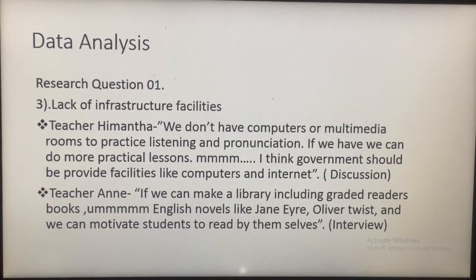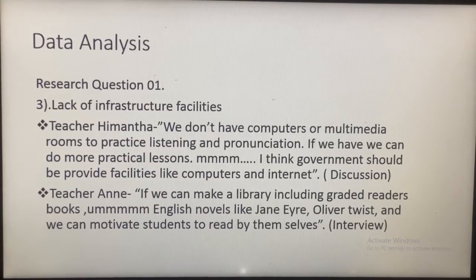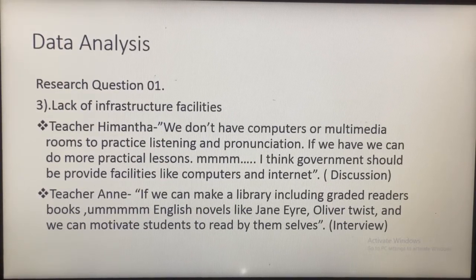Again, teacher Anne stated in her interview, if we can make a library including graded readers and English novels like Jane Eyre and Oliver Twist, we can motivate students to read by themselves. In Sri Lanka, some government schools don't have a library. So I think if they have a library, students can be motivated to read more and more.